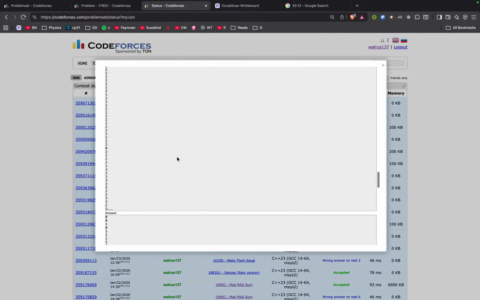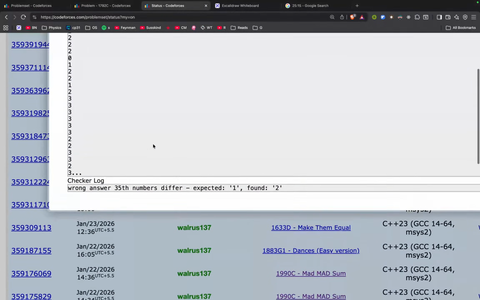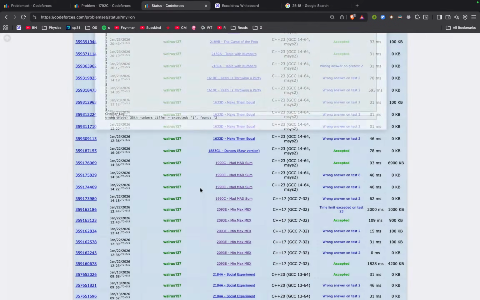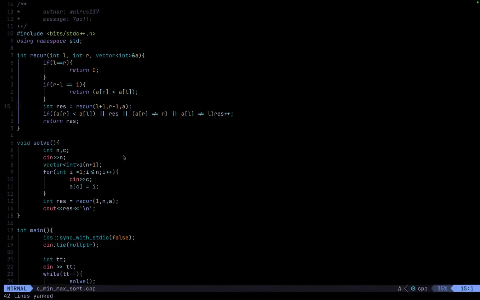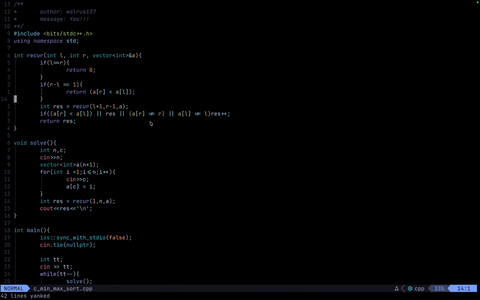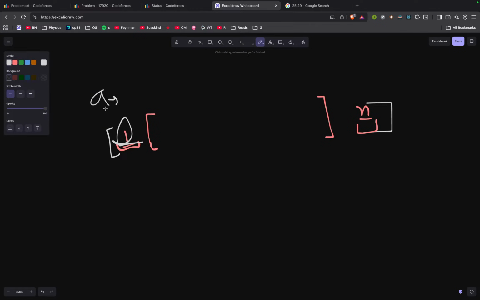Let's see. Expected one, found two. Yes, we are returning a higher number. Okay. So our initial assumption is wrong. That is, if we have two numbers out of order, then choosing those numbers as a pair is the only way to fix them. That is not the way to do things.